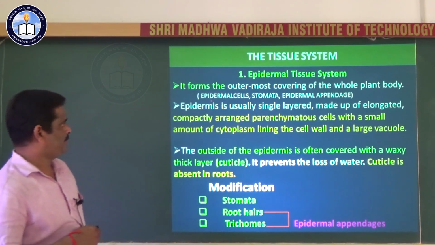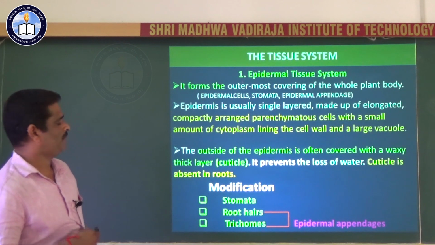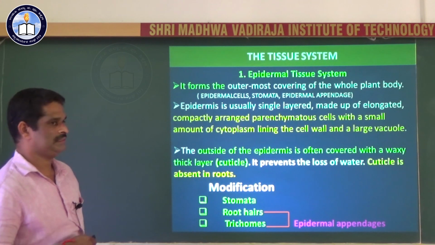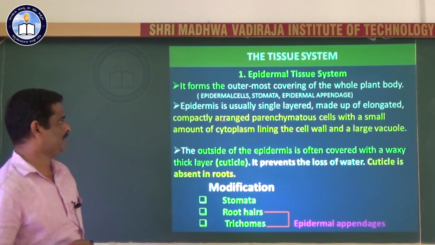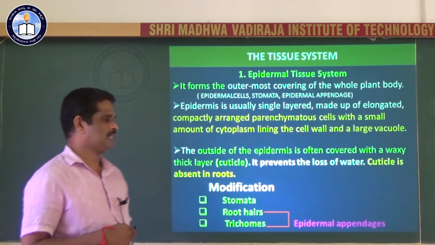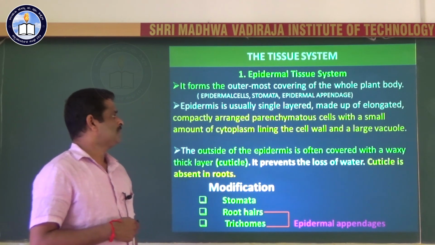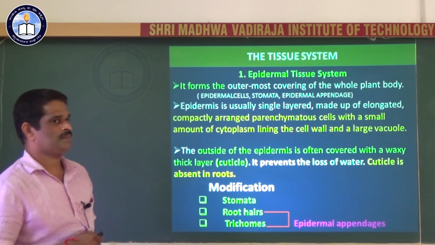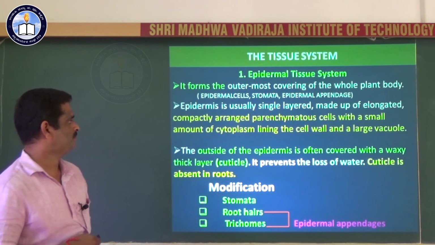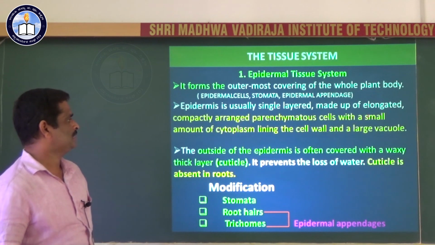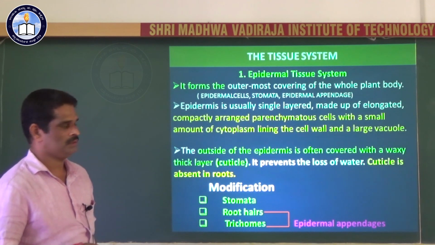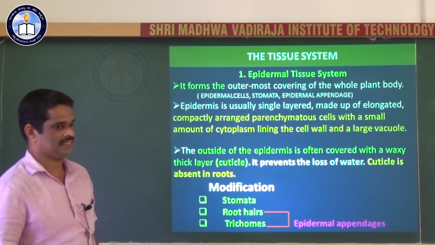Let us study the epidermis formed of epidermal cells. The epidermis is usually single layered and made up of elongated, compactly arranged parenchyma cells with a small amount of cytoplasm and a large vacuole. Means the cells of the epidermis are living, having a small amount of cytoplasm and a large vacuole. Usually the cells are parenchymatous.